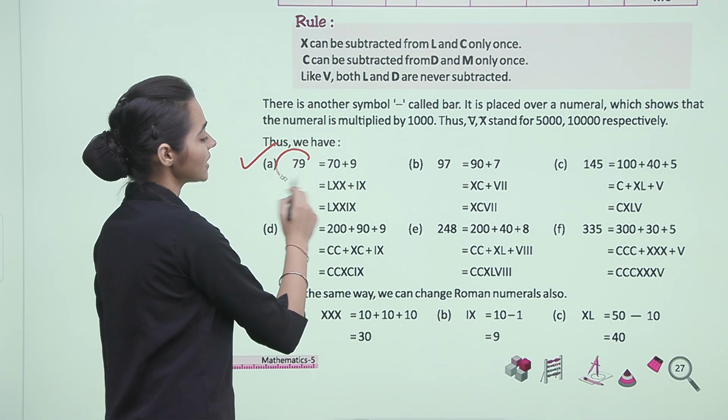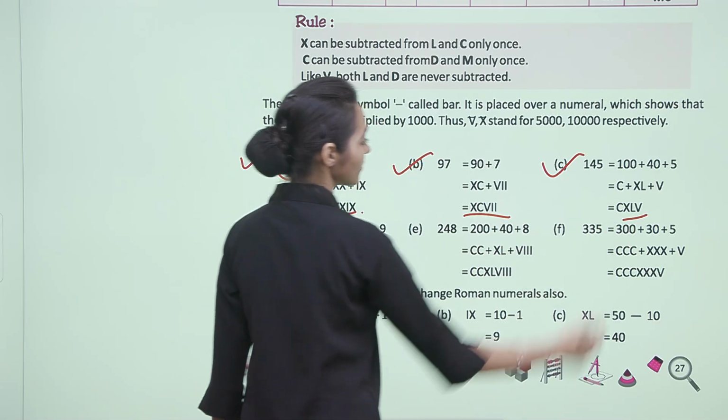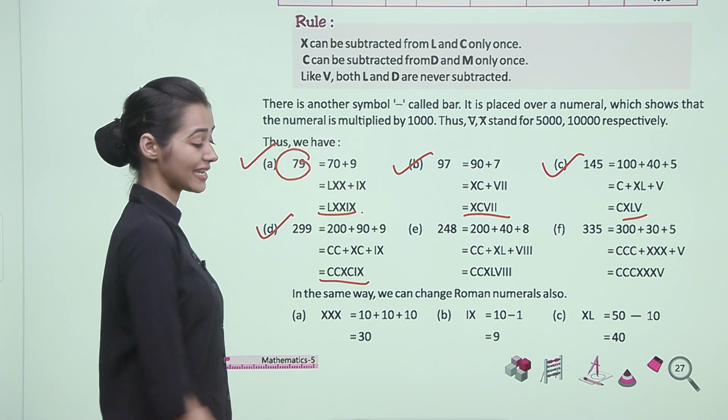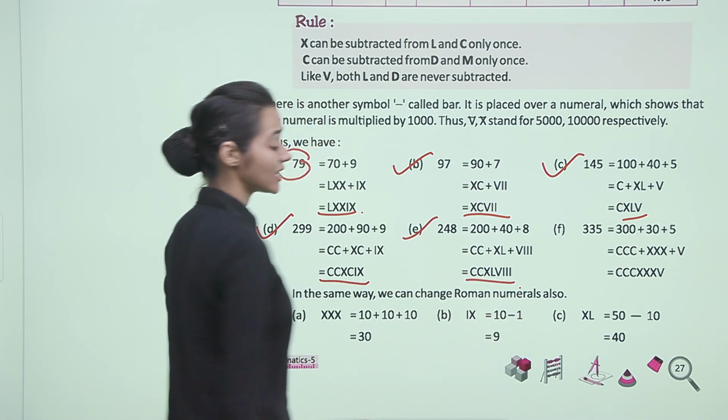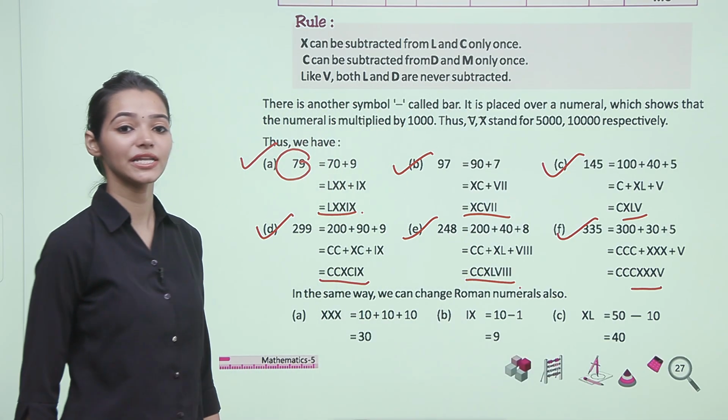Now thus we have 79 as LXXIX, 97 as XCVII, 145 as CXLV, 299 as CCXCIX, 248 as CCXLVIII, 335 can be written as CCCXXXV.